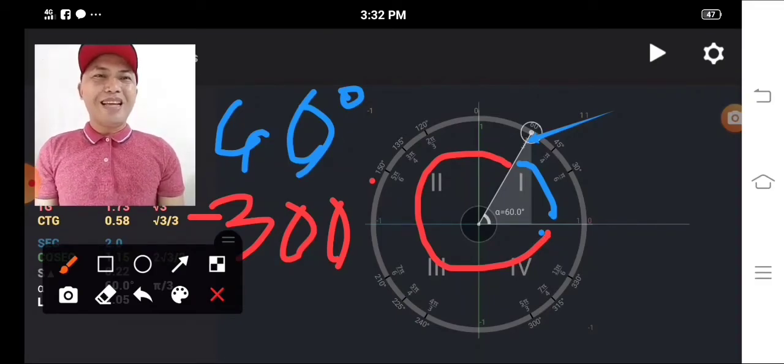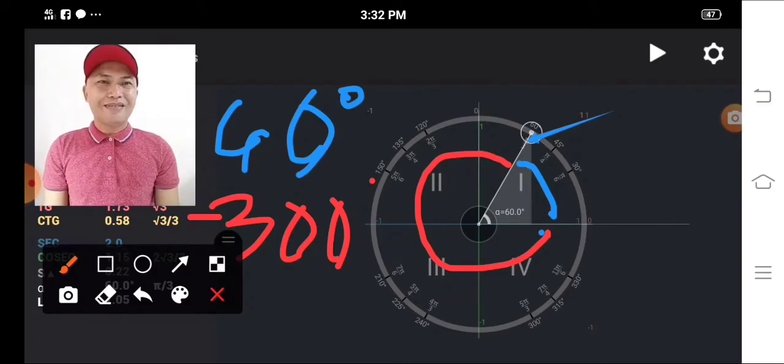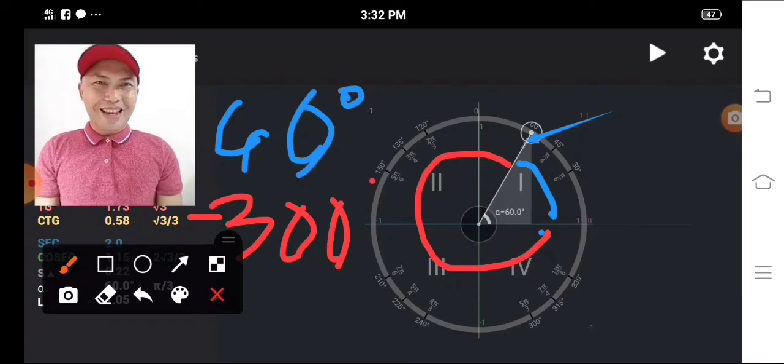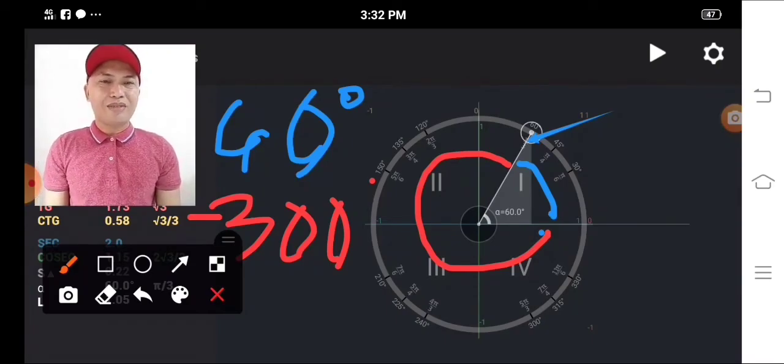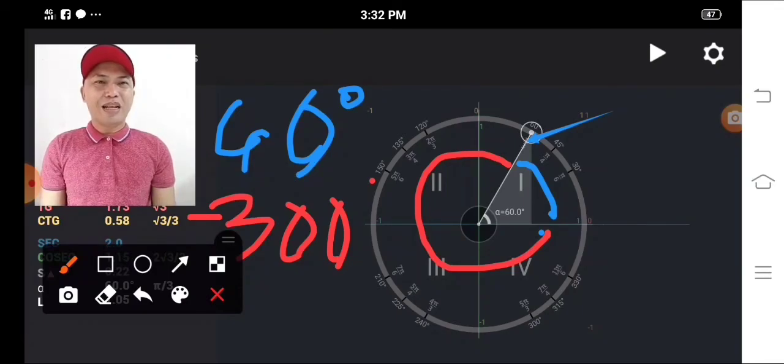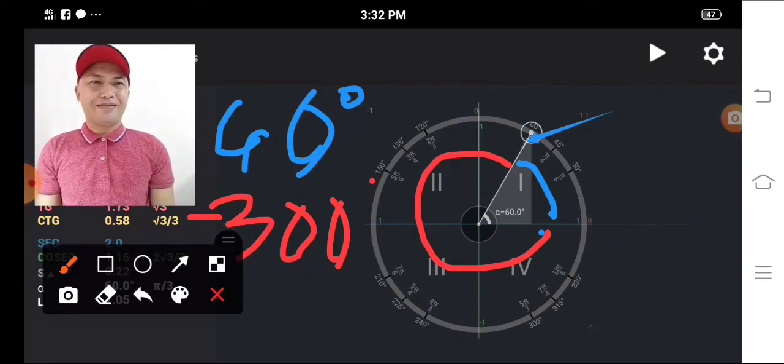Now for the negative coterminal angle, you can add negative 360. So that's negative 300 plus negative 360, so that's negative 660. Then another negative 360. So another coterminal angle is negative 1020.